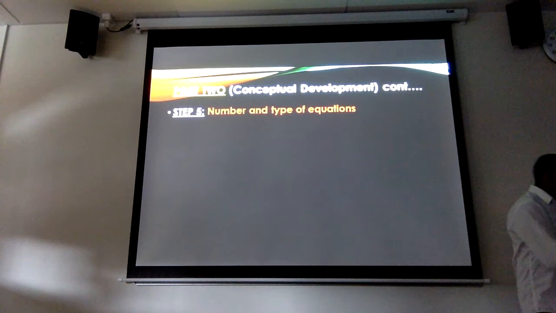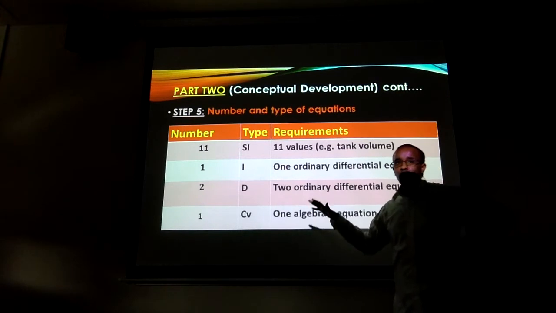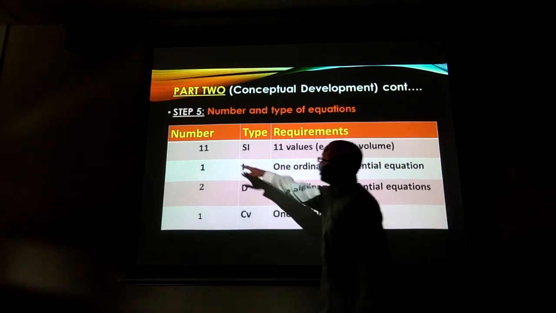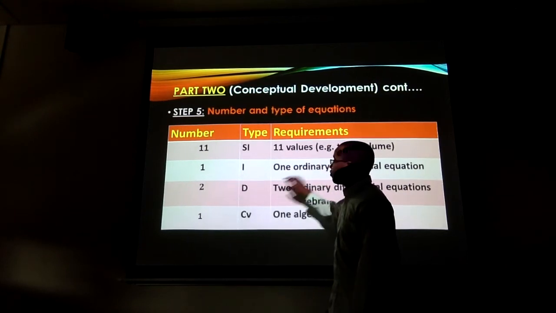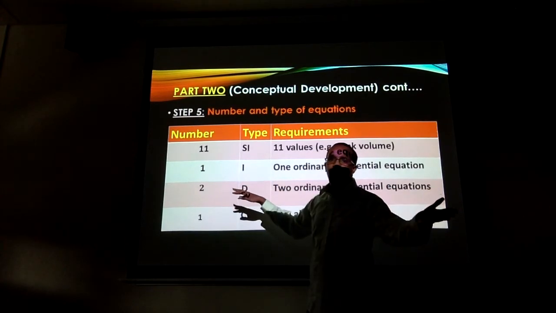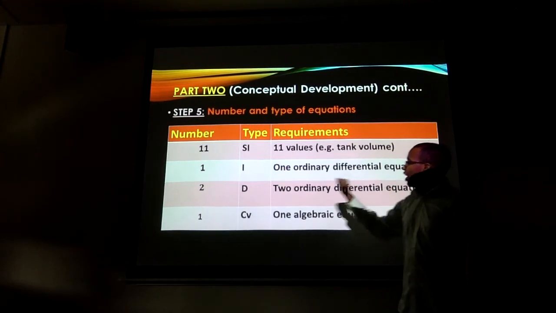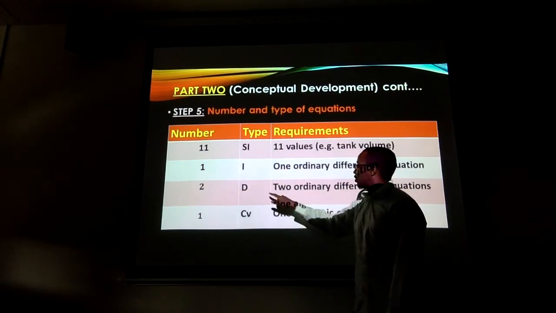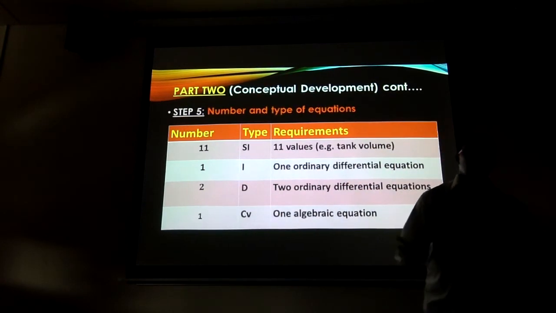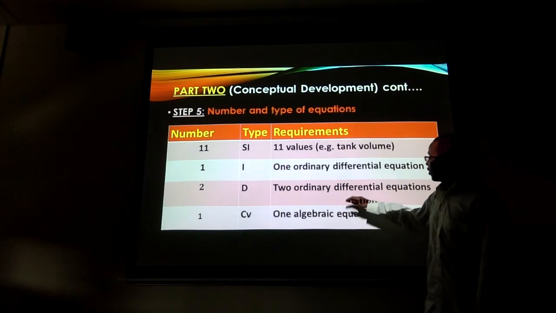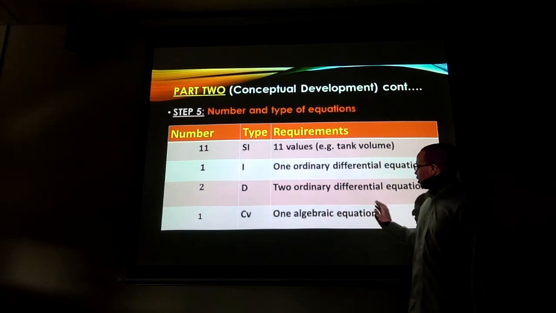Next step is the number, and then you summarize it. If you go through the whole model, because I only listed a few of those variables, you would get 11 system input variables, like the mass of the tank. Therefore, you need 11 values. You've got one independent variable, which is the time, so you need one ordinary differential equation for that. And you have two dependent variables, which are the temperatures in the two tanks, so you need two differential equations. Then you've got one CV variable, which is the outlet temperature of the cold water.